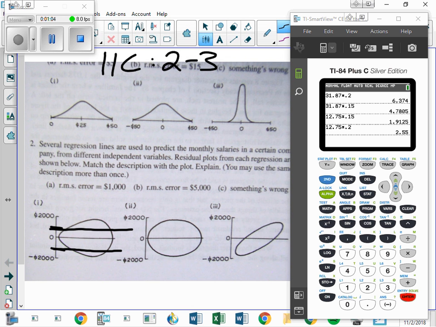So would A have an RMS error of 1,000, 5,000, or something's wrong? Why is something wrong? Is that what the back of the book said? Somebody check the back. Mike? It's not football shaped, so we have a bit of a problem there. Okay, what about this one? That would be 68% of the people. And then what about 3?